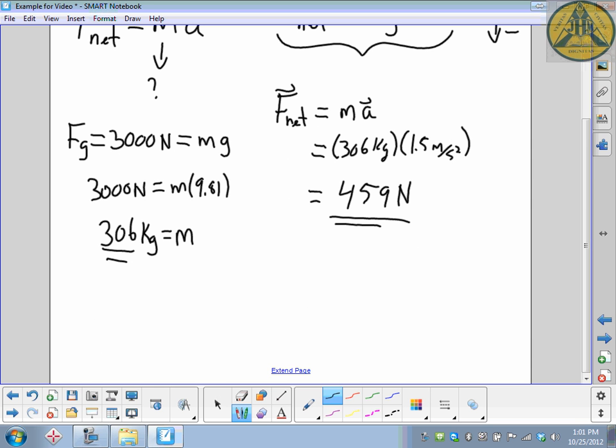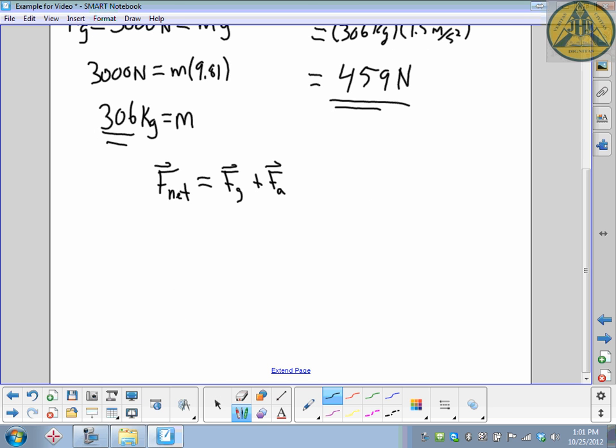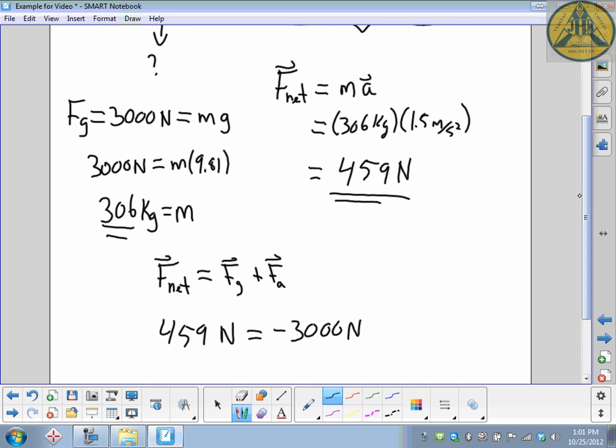So now I go to the sum of all forces relationship for net force. So I'll write that down again down here. Net force is going to be my force of gravity added to my applied force. My net force is 459. Force of gravity, negative 3,000 newtons. Very easy to forget that negative here. When I solved for my mass earlier, I did not put my negative 3,000 in.